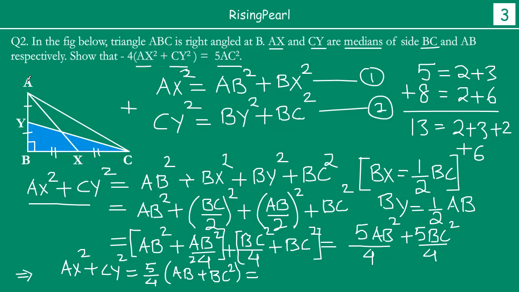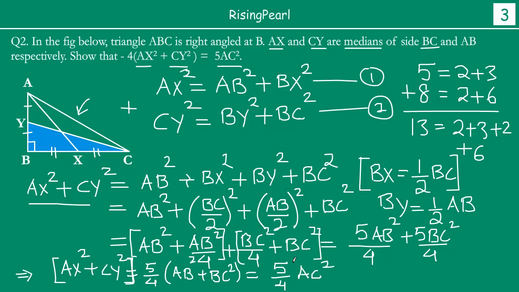If you look at this triangle, triangle ABC, the whole triangle, the big triangle ABC, AB square plus BC square is nothing but AC square, right? Because triangle ABC is a right angle triangle, right angled at B. So AC is the hypotenuse, right? So we get 5 by 4 AC square. So now friends, on the left hand side we have AX square plus CY square, and on the right hand side we have 5 by 4 AC square.